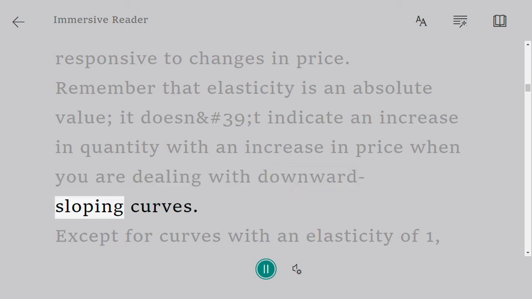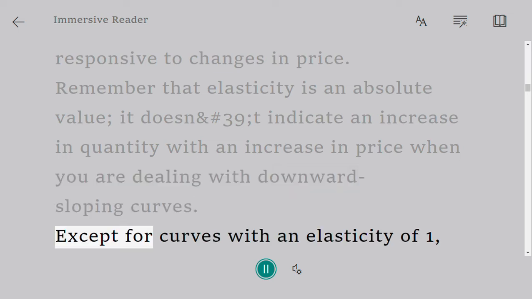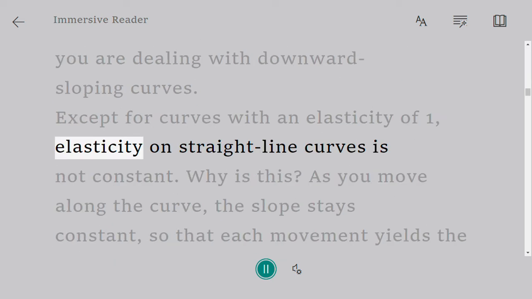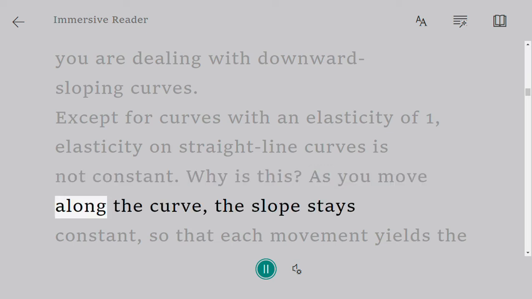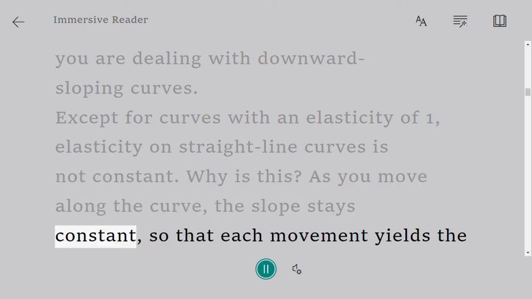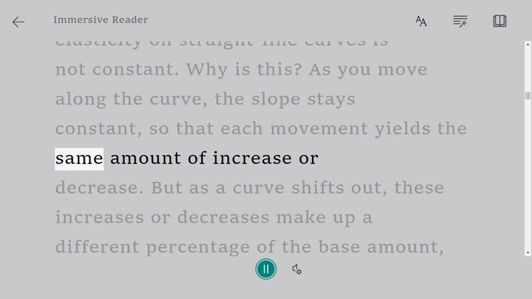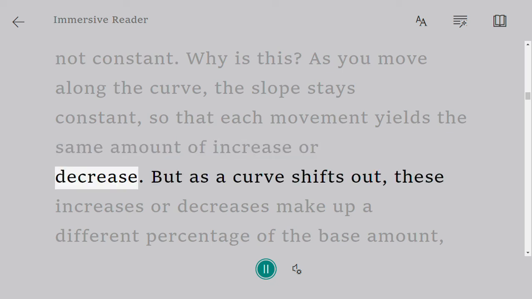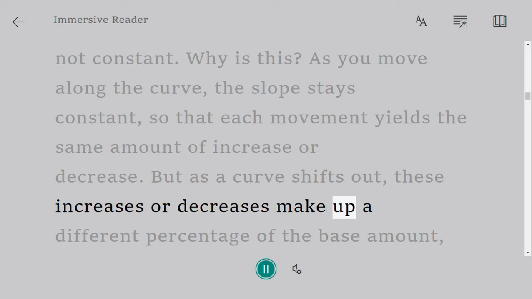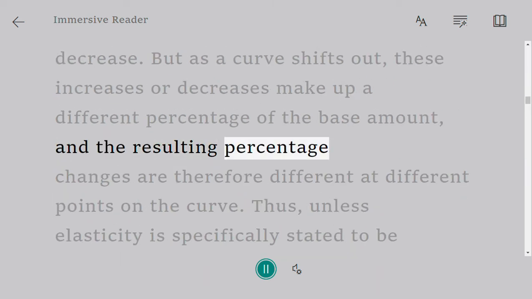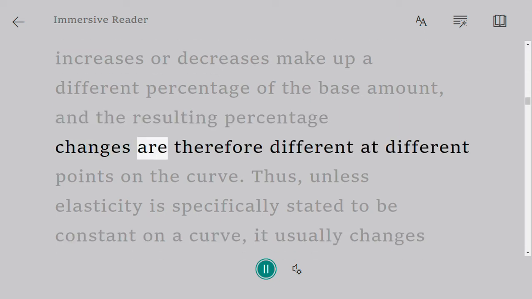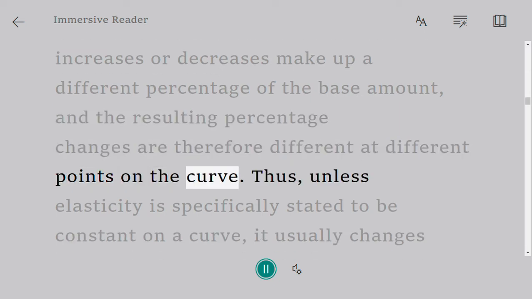downward sloping curves. Except for curves with an elasticity of 1, elasticity on straight line curves is not constant. Why is this? As you move along the curve, the slope stays constant, so that each movement yields the same amount of increase or decrease. But as a curve shifts out, these increases or decreases make up a different percentage of the base amount, and the resulting percentage changes are therefore different at different points on the curve.